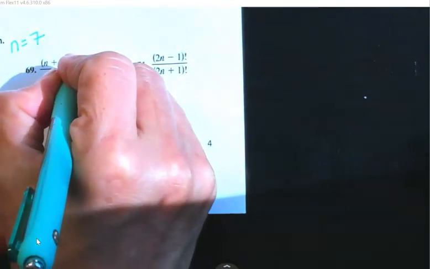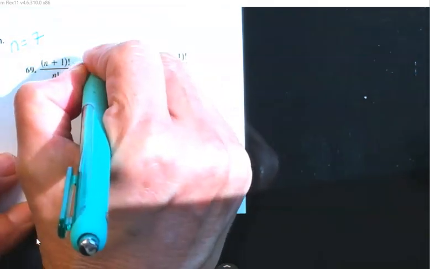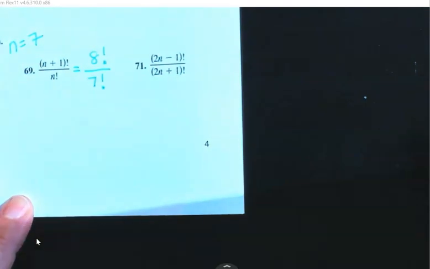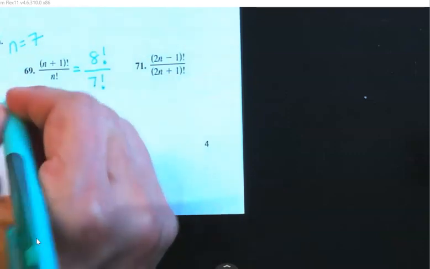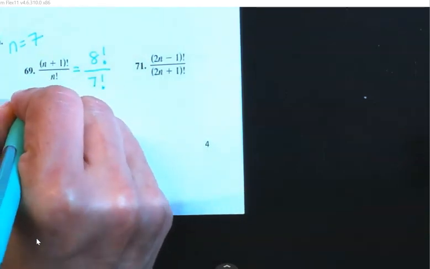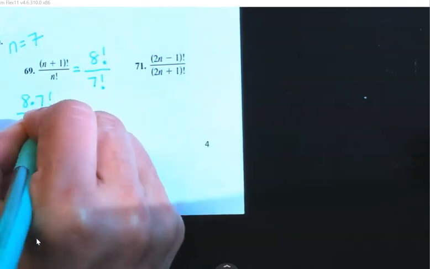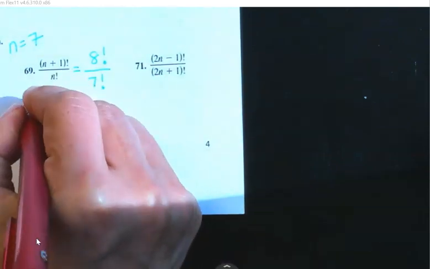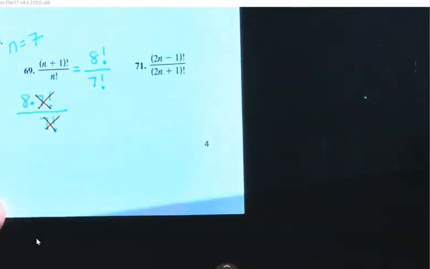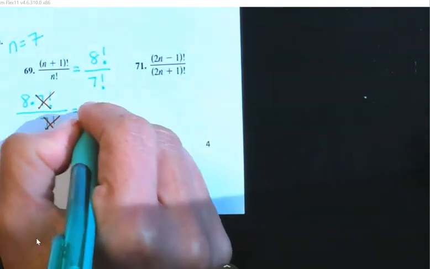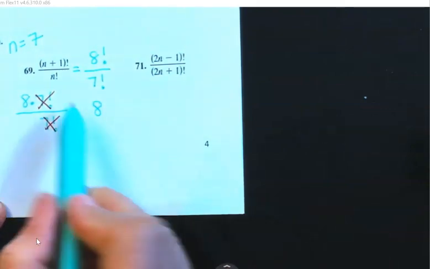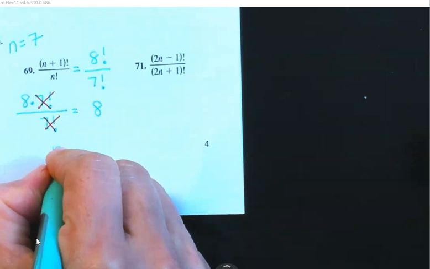So if I choose 7, then the top is going to be 8 factorial over 7 factorial. Y'all, 69 is the reciprocal of the problem we just did. So I can rewrite 8 factorial as 8 times 7 factorial over 7 factorial. So those are going to cancel out. So this time it's a whole number 8. But again, how did I get 8? I got it from n plus 1. So the answer is n plus 1.